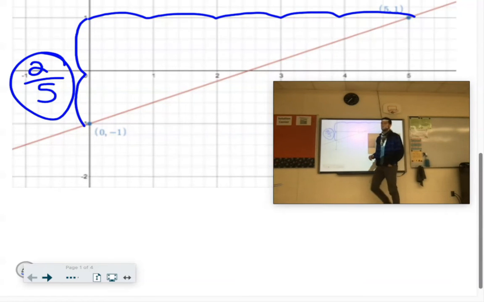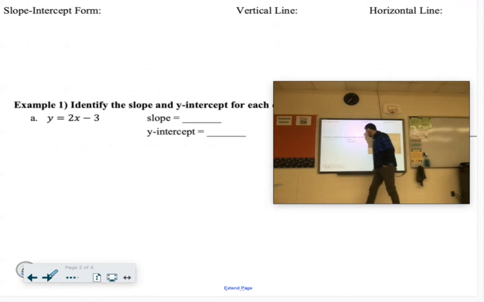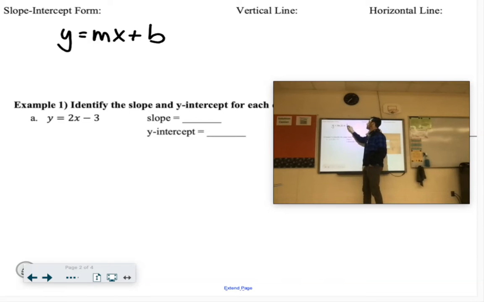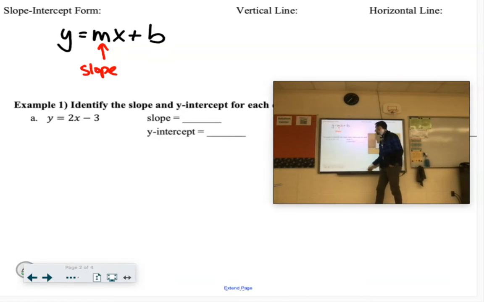Let's talk slope-intercept form. You know it, you love it. It's the whole y equals mx plus b. It's the most common form for graphing. Now m is your slope, and then the b is your y-intercept. And you might think, what? There's no b in the word y-intercept, but that's where you begin when you're graphing.